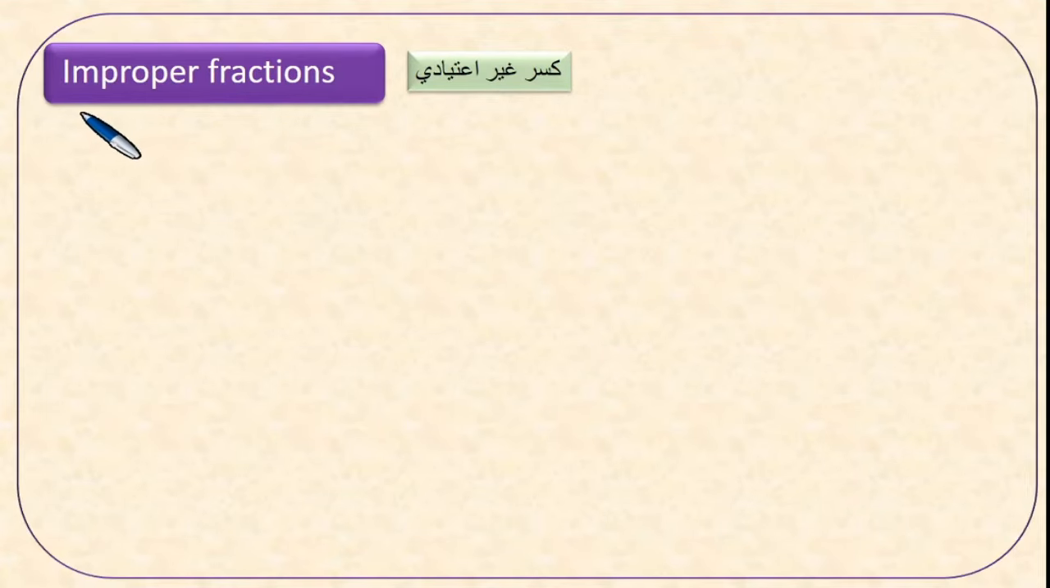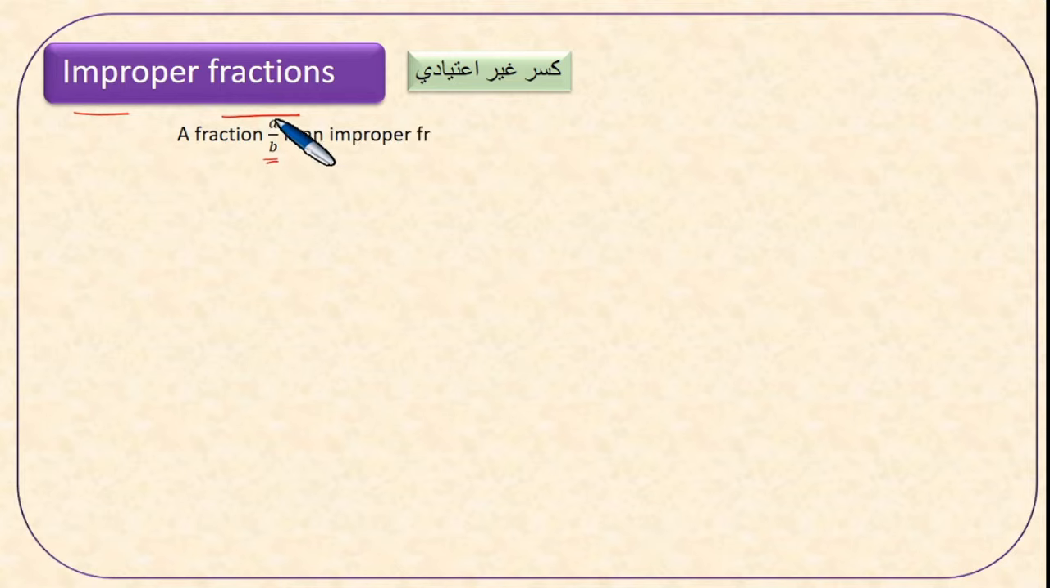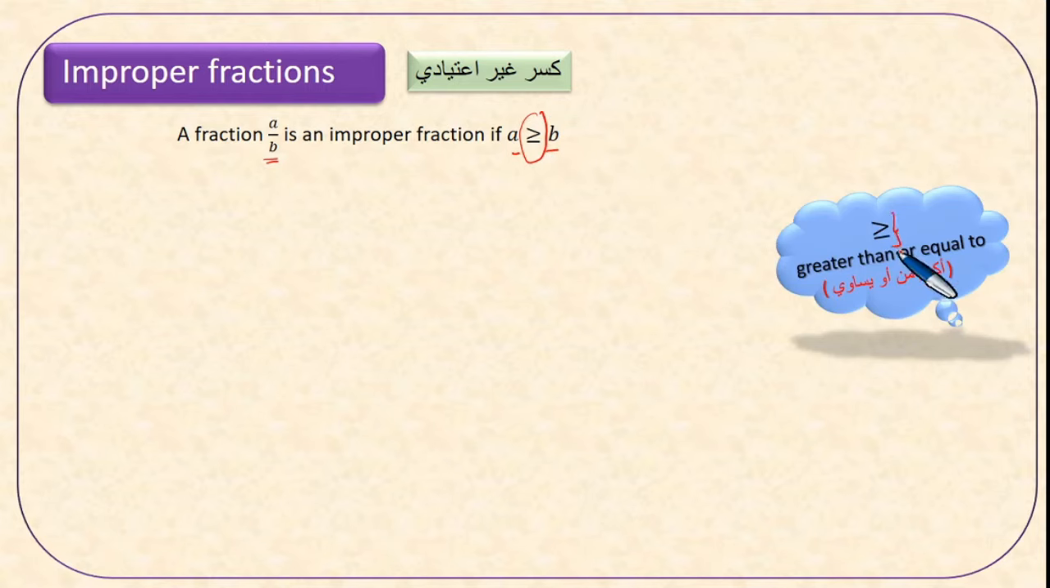Now, the next fraction is the improper fraction. A fraction a over b is an improper fraction if a is greater than or equal to b. It means the numerator is greater than or equal to the denominator. And this is the symbol for greater than or equal to. An Arabic translation you can see here. So if the numerator is greater than the denominator, it is called an improper fraction. Examples you can see here: 11 over 9, 7 over 3. These are examples of improper fractions.